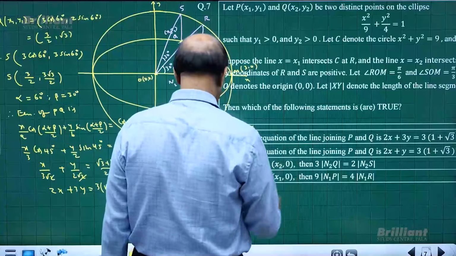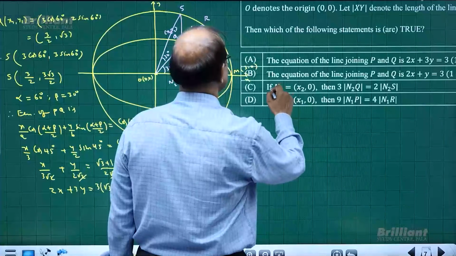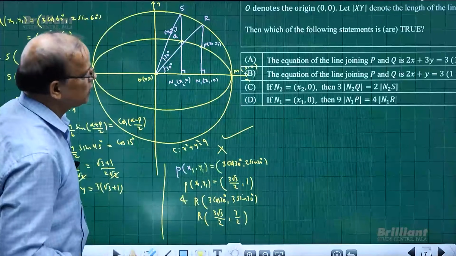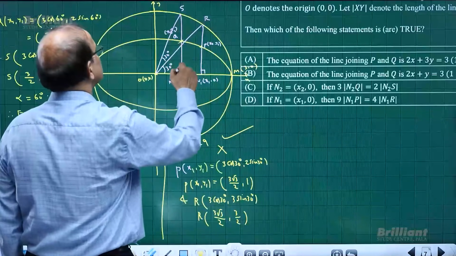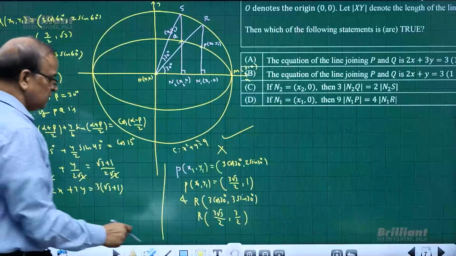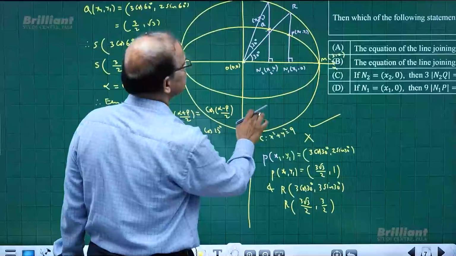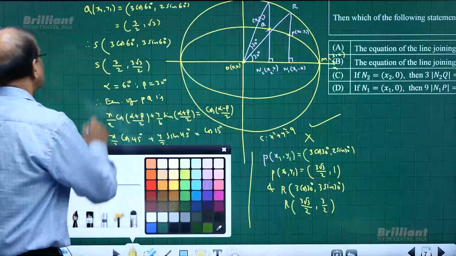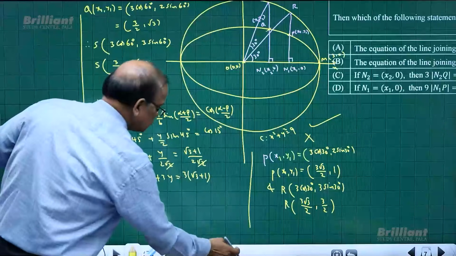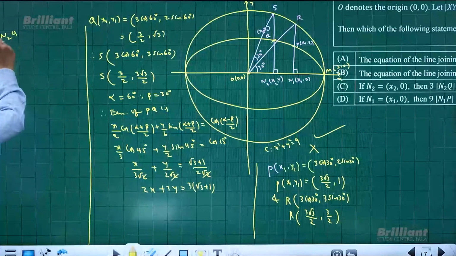Now, what is that here? We want the question, N2 is this, then 3 N2Q and 2 N2S. So, N2Q by N2S, that is nothing but B by A, correct. So, therefore, we can take this, N2Q by N2S.